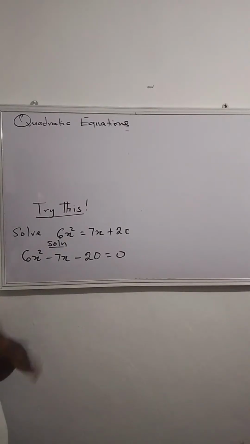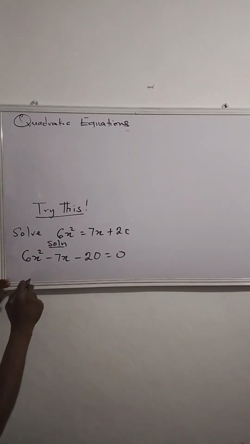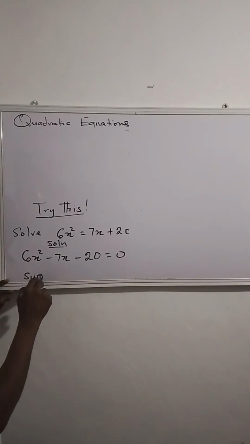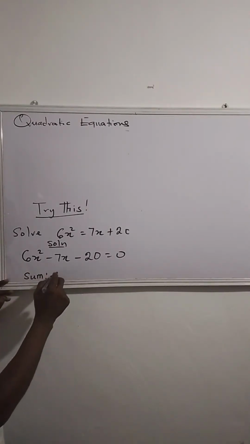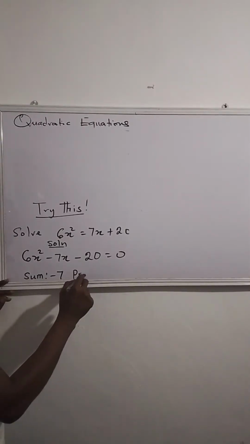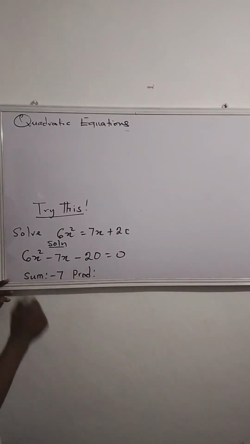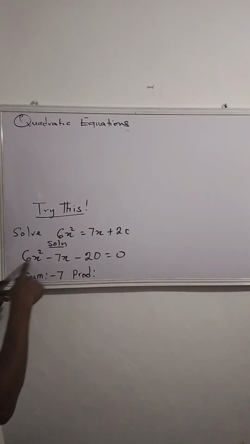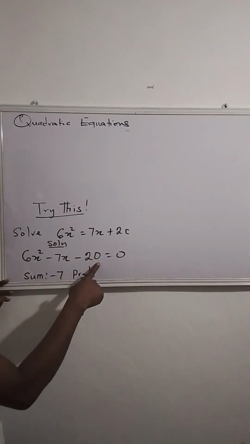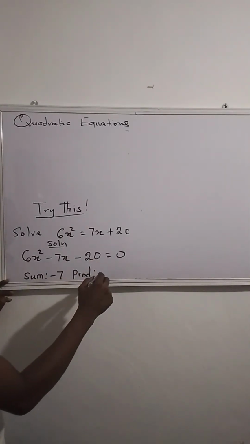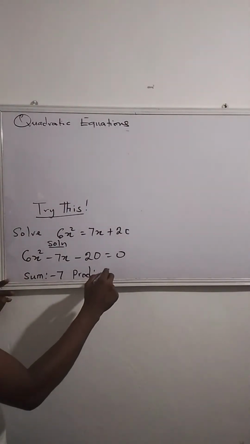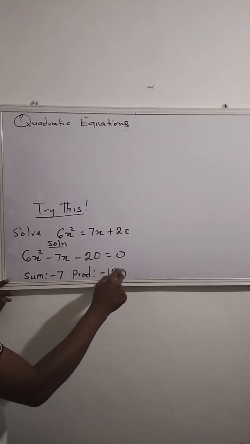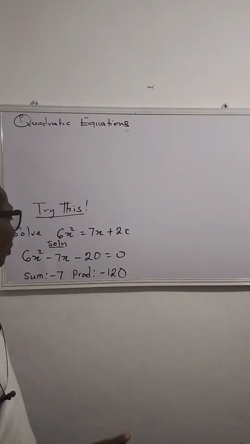You look for the sum and product, right? So what is going to be the sum? Sum is what? That's the coefficient of x. That is minus 7. And your product is what? The coefficient of x squared times minus 20. And that gives you what? Minus 120. Is that not?